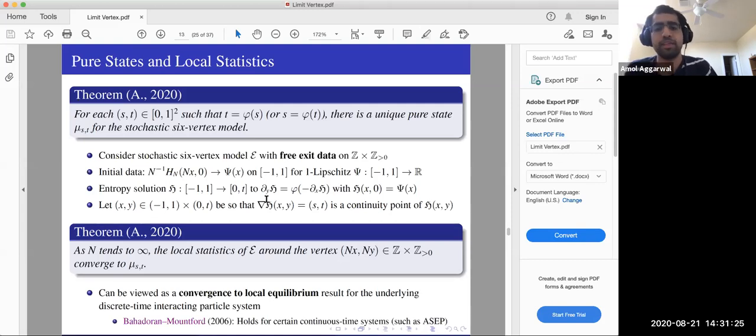And I'll pick it so that it's a continuity point of the gradient of h, not just h itself. So x, y is a continuity point of the gradient of h. And the theorem is that as n goes to infinity, the local statistics of this vertex ensemble around this rescaled vertex (nx, ny) converges to this μ_{s,t}. Okay, so the local statistics are indeed given by this pure state of the correct slope.